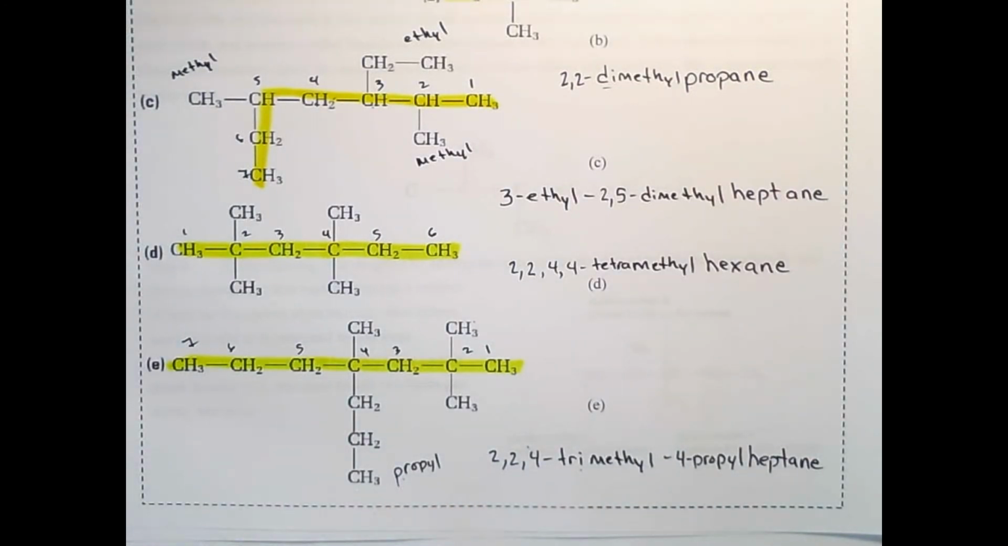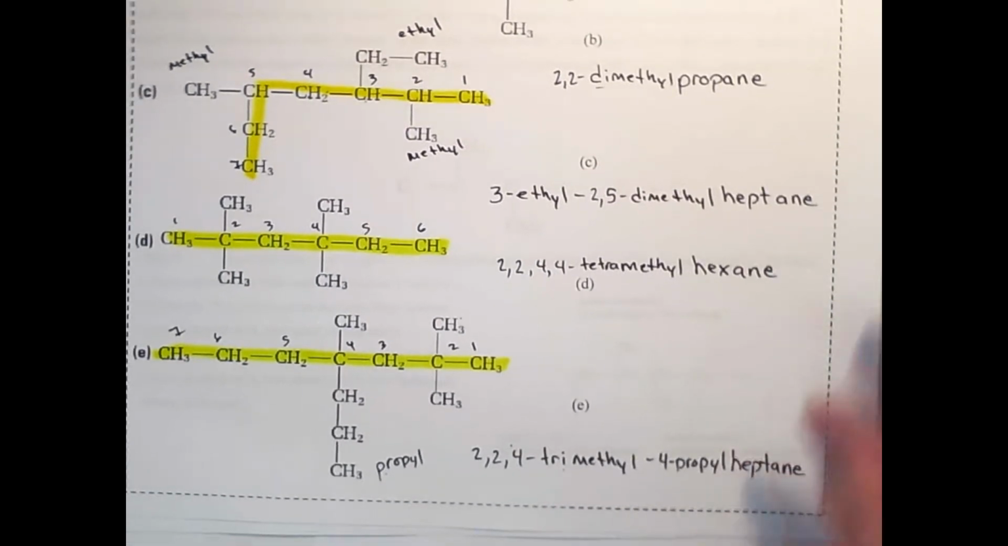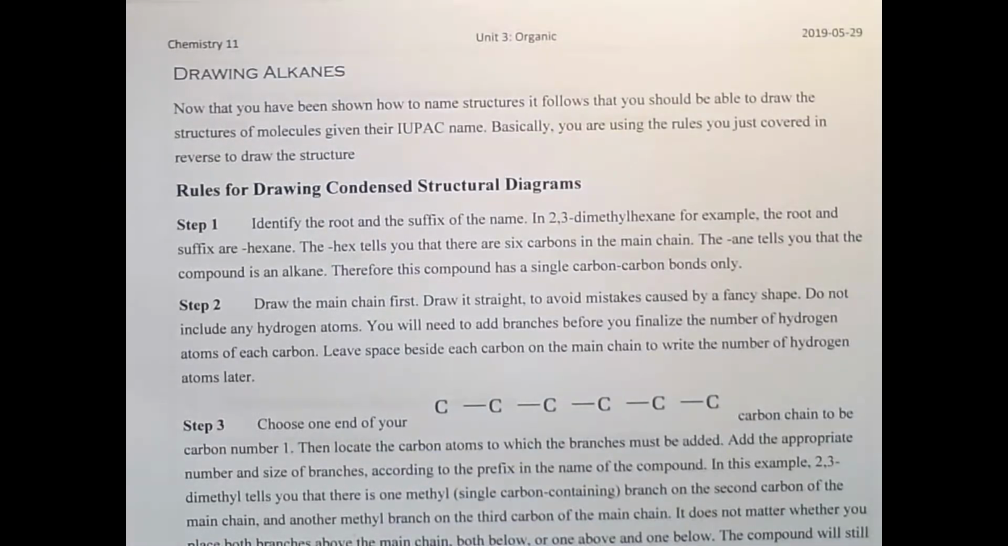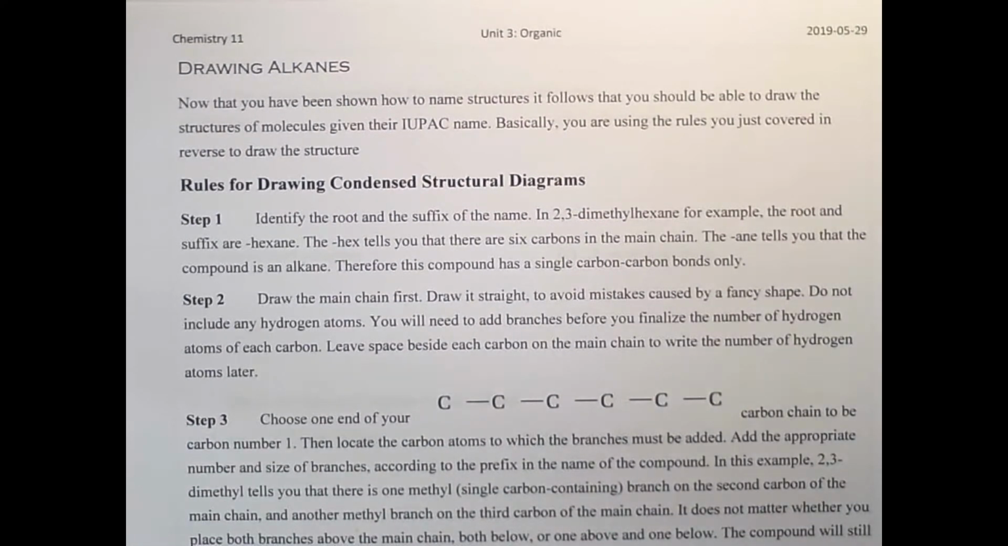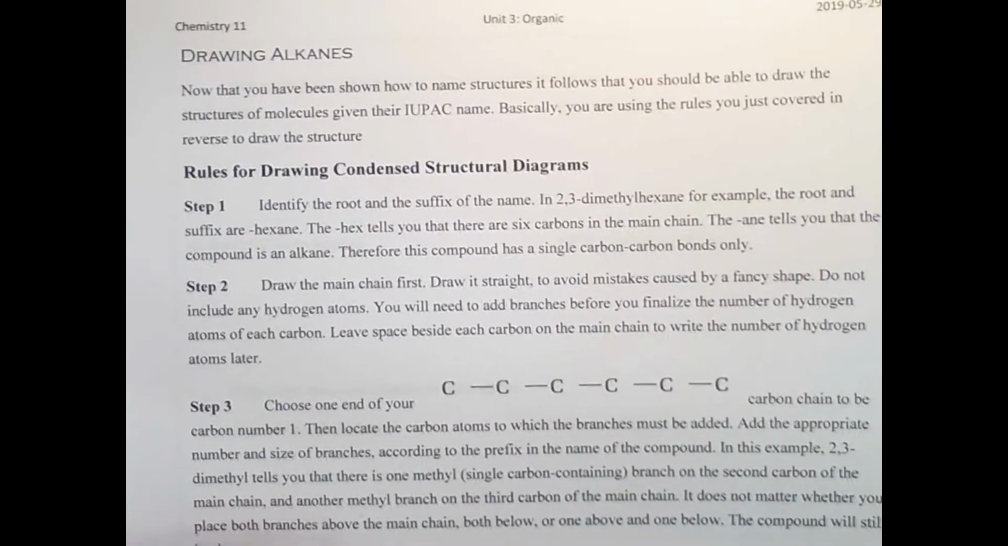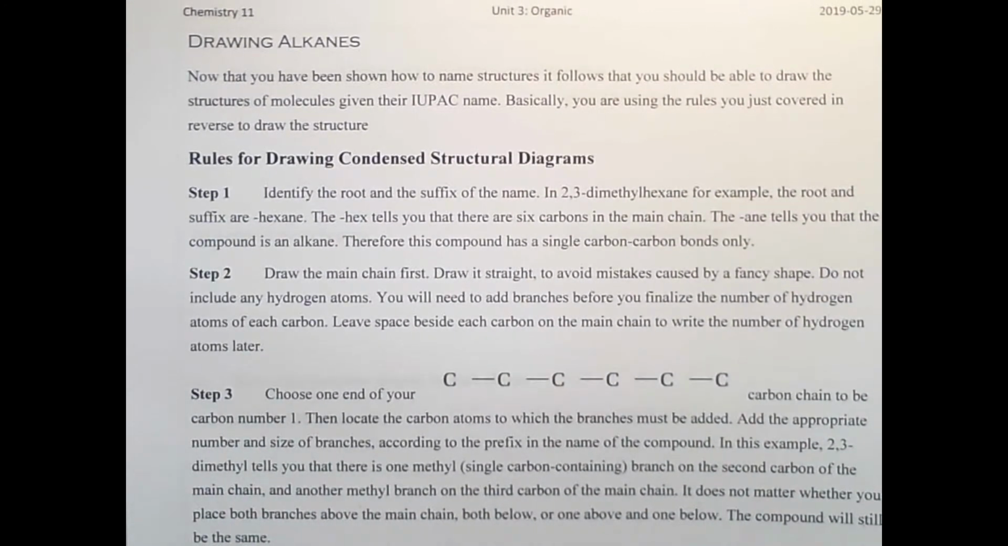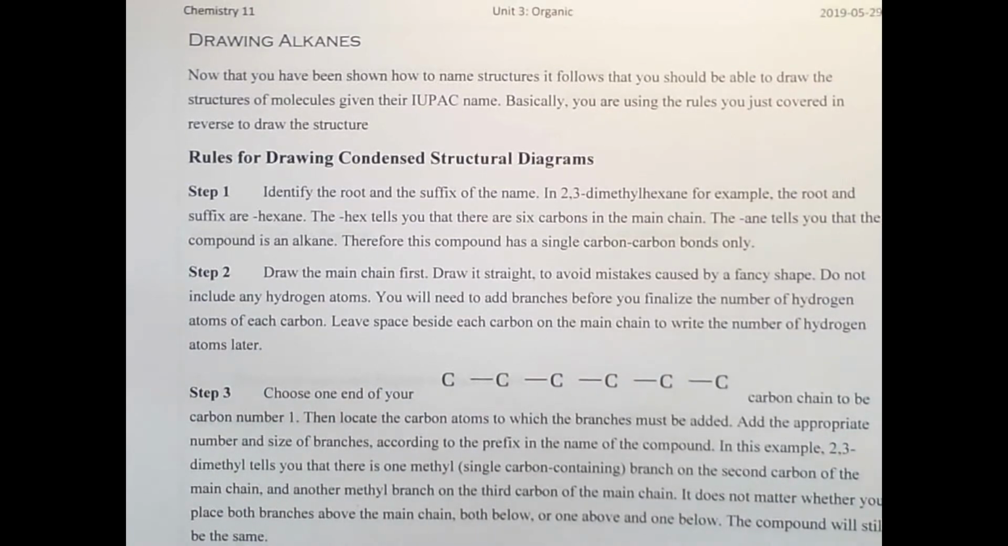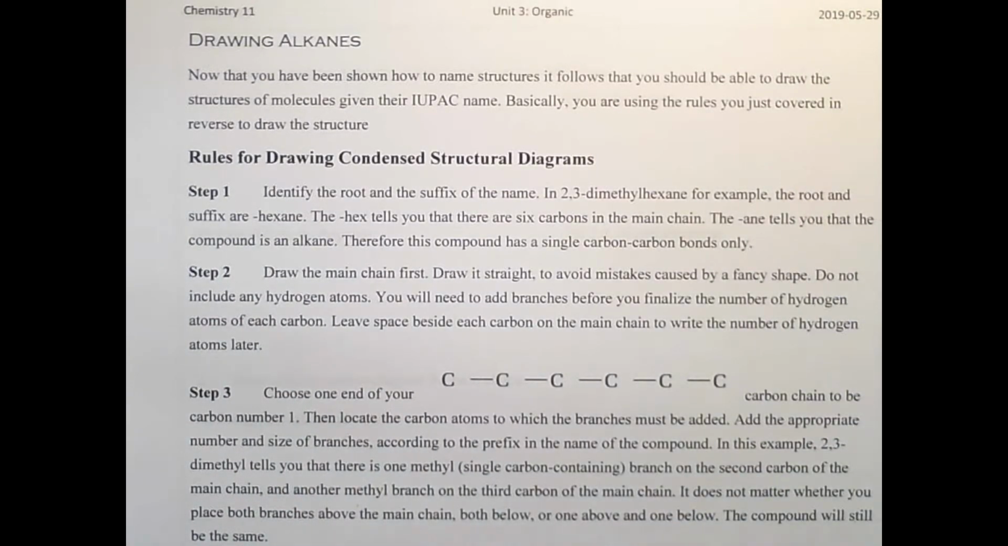So again, the numbering and the naming are just going to be the same thing over and over again. The opposite version of this, which generally is thought to be easier, is drawing them. And usually we just draw them in condensed form, but some people just jump and do the line diagrams right away. So the rules for drawing them are basically a lot easier.